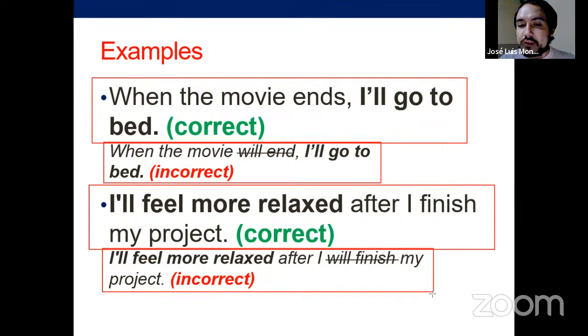When the movie will end, I will go to bed. I feel more relaxed after I will finish my project. Thank you. Now, that's incorrect, right? Why? Why are we marking that as incorrect? What do you say?